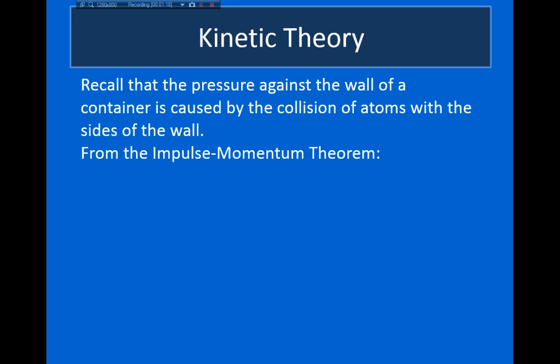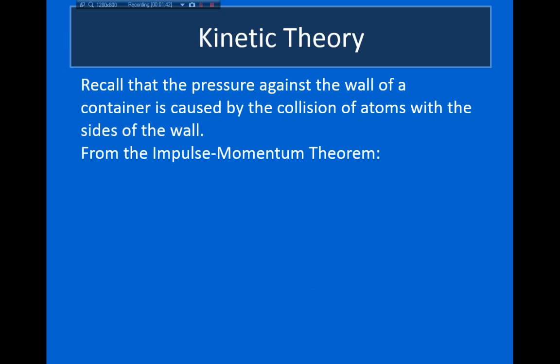Now, the first step in finding this relationship between the speed of the particles and the temperature is first finding the relationship between the pressure that is exerted on the walls of the container and the average speed of the particles inside the container. Remember, in the very first video, we used the impulse-momentum theorem to come up with a relationship for the pressure that is exerted on the walls of the container and the momentum of the particles.